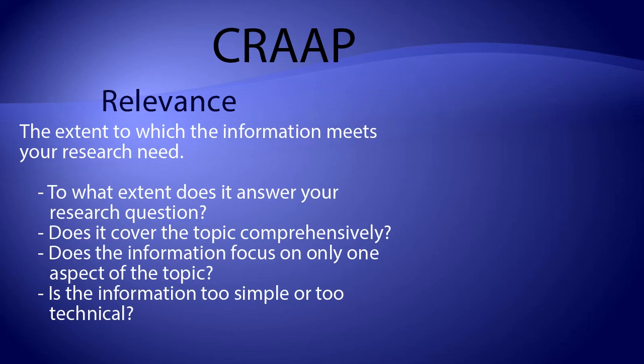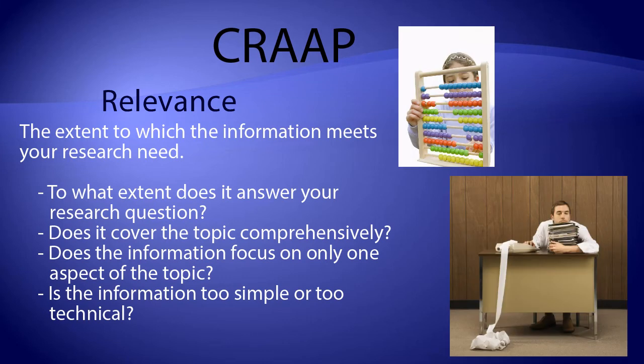The R in CRAP stands for relevance. This refers to the extent that the information on the website fulfills your research need. To what extent does it answer your research question? Does it cover the topic comprehensively, or focus only on one aspect of the topic? Is the information presented at an appropriate level? In other words, is it not too simple or too technical?